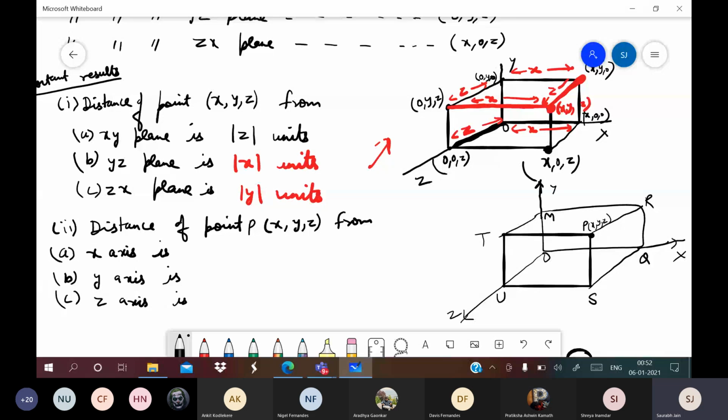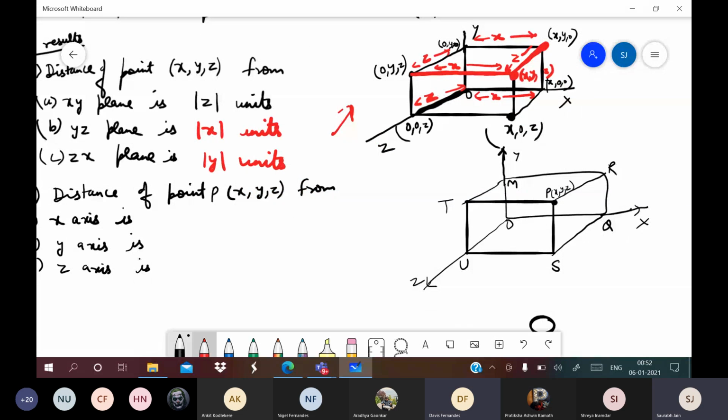It is not PR. Why is it not PR? PR is the distance of point P from the XY plane. Here we are talking about the distance of P from the X axis. Which is that distance? So PQ. Yeah, correct. That is PQ. This is the distance of the point from the X axis.